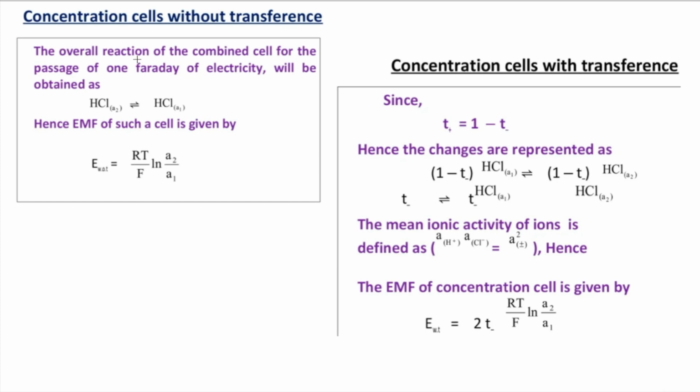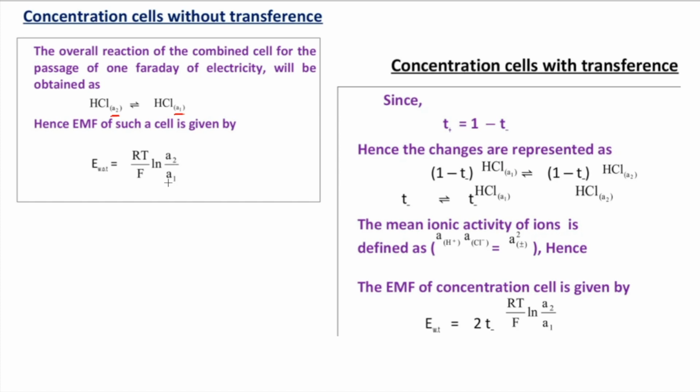So the overall reaction of the combined cell for the passage of 1 Faraday of electricity will be obtained as HCl. Let's say A1 and A2 are the activities on both sides of the concentration cell. So the EMF of such a cell is given as E = RT/F ln(A2/A1).